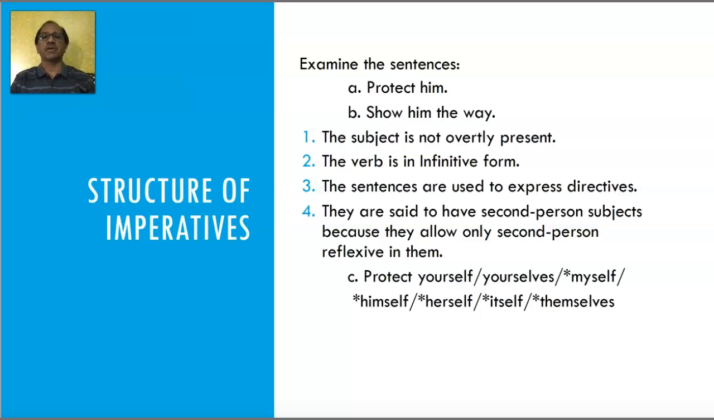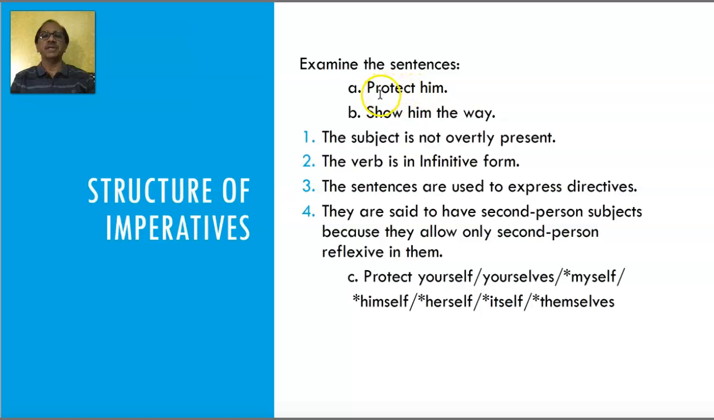Look at the following sentences. Protect him and show him the way. Protect him, protect is a transitive verb, so there is one object. Show is a ditransitive verb, so there are two objects in it. And both the sentences are grammatical, though there is no overtly present subject.